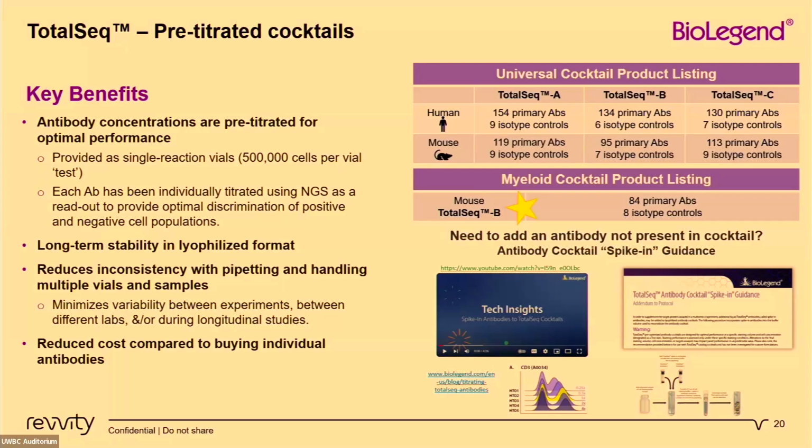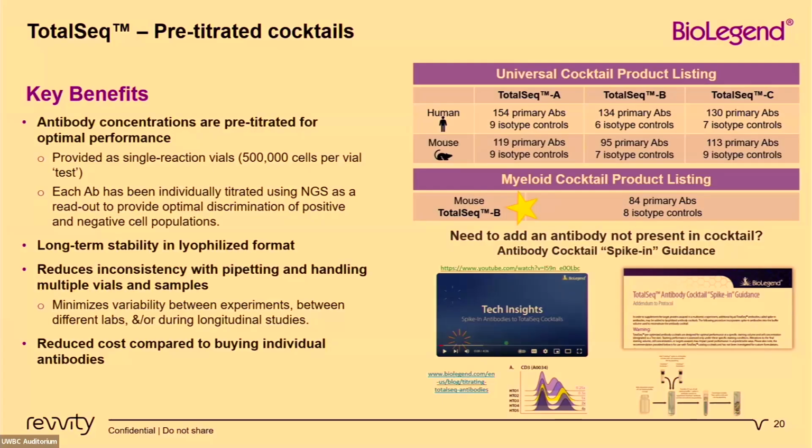We have these for human and mouse in all 3 formats for universal cocktails, which are the 100 plus, or around 100, I guess. Total-seq B is a little smaller for mouse. There are lots of different antibodies and isotype controls to help filter out events that you would like to exclude. They have excellent long-term stability in that lyophilized format. It also reduces inconsistency with pipetting and handling multiple vials and samples. Anyone who's done a 20+ color flow cytometry panel knows that can be a lot of pipetting of different individual reagents. So this would really be a time savings with the universal cocktail.